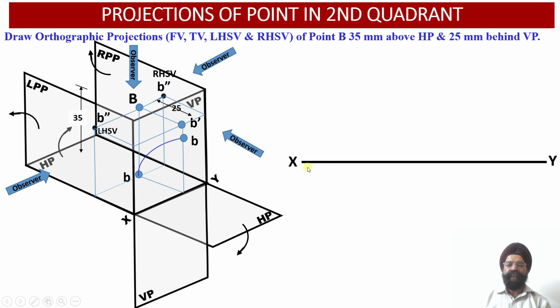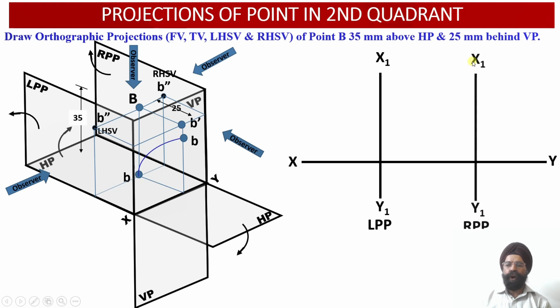So we have drawn the XY reference line and we have also obtained the X1 Y1 reference line corresponding to the left side profile plane. Again, we have drawn another X1 Y1 reference line corresponding to the right side profile plane. So this area will be the vertical plane where the front view orthographic projections will be obtained.